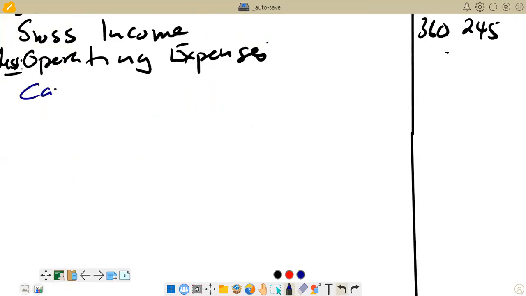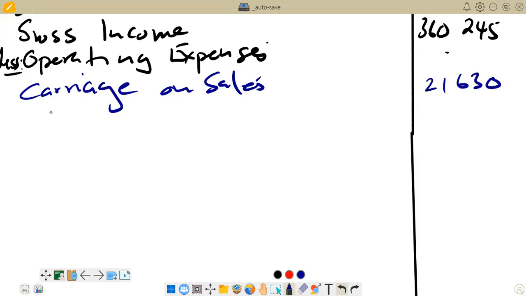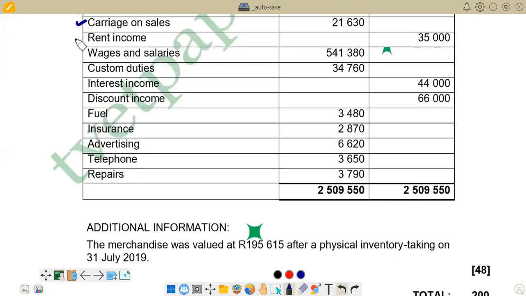We have carriage on sales. And the figure that we have for carriage on sales, we have got 21,630. So we are saying 21,630. And then we go and pick again what other operating expenses we have.